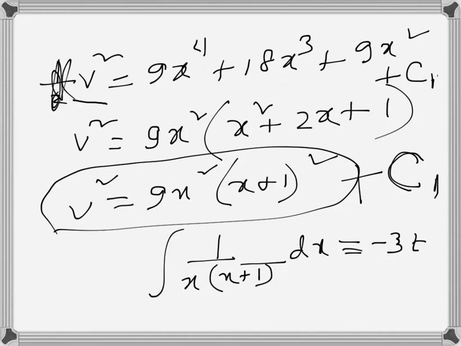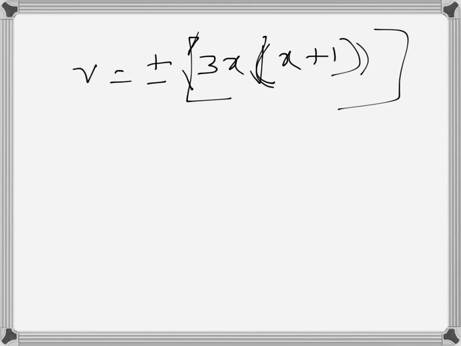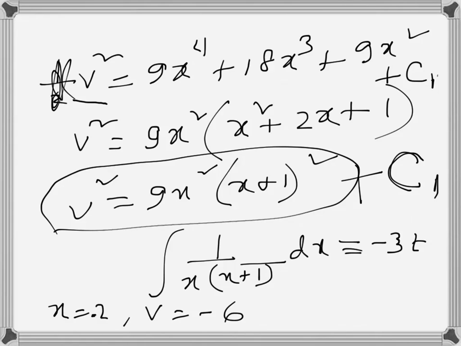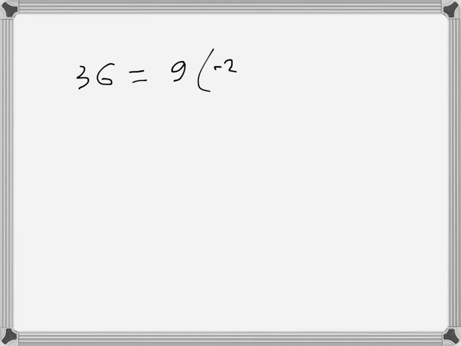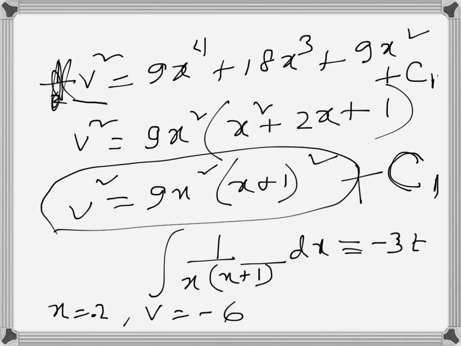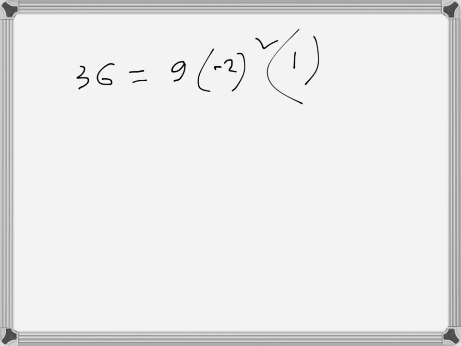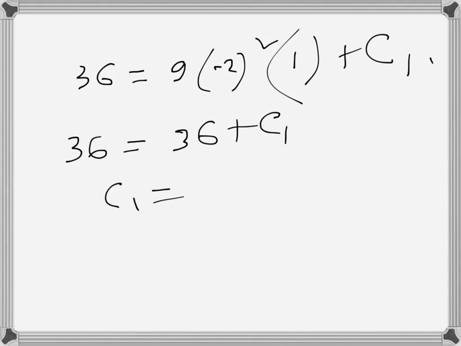So we were given that when x is minus 2, v is minus 6. So that can be used here. Basically v is minus 6, so that is 36, and then x is minus 2, so 9 times minus 2 squared, times minus 2 plus 1, which is minus 1, squared is 1, plus c1. So that's 36 on this side, and this one will be 9 times 4, that is also 36, plus c1, so c1 is equal to 0.